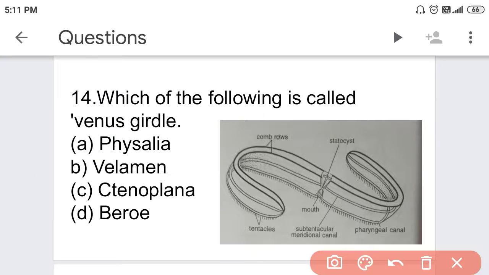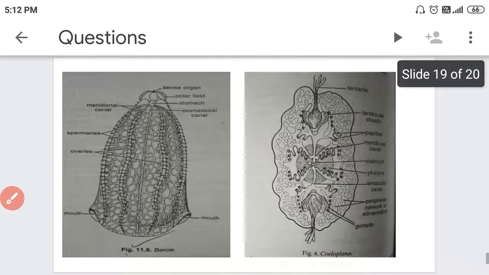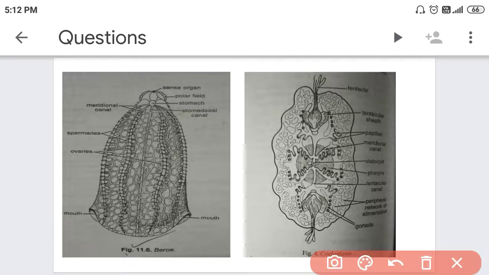And this is the picture of how it looks. Statocyst at the center and mouth as well. Comb rows on the lateral sides. Tentacles are also present for movement. And on the next slide, I have pictures of Beroe and Coeloplana. So this is what they look like.